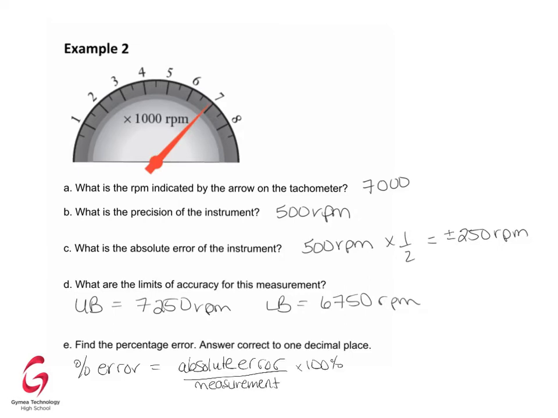And our percentage error, that's our absolute error divided by the measurement. Then we sub in what we know. Our absolute error was that 250. Our original measurement was the 7,000, so we divide 250 by 7,000 and multiply by 100%. Correct to 1 decimal place, you should get 3.6%.